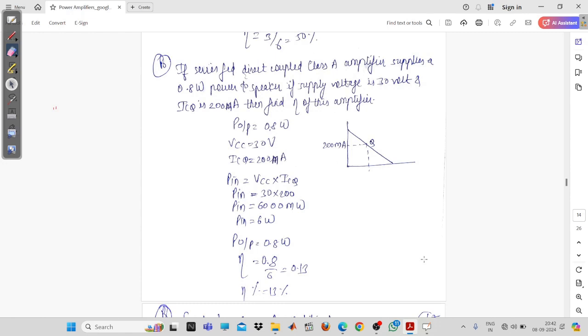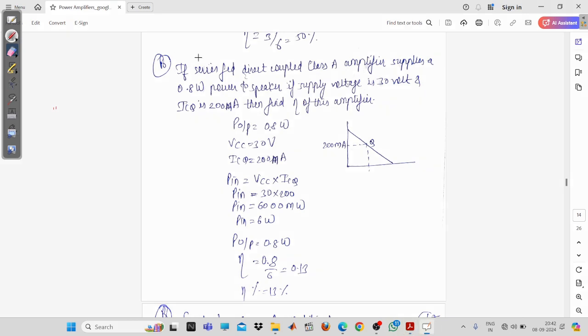Now, today we'll try to solve some numericals. So, the first numerical is about the class A power amplifier, and in the class A power amplifier, you can see the operating point is at the middle of the DC load line.